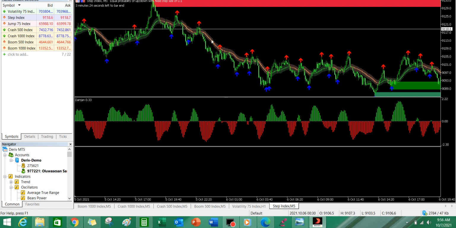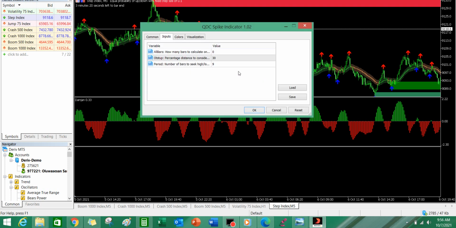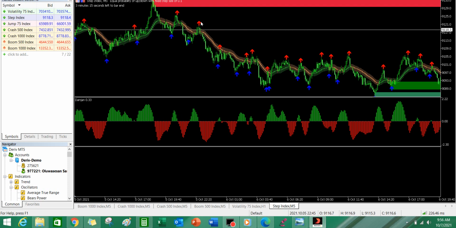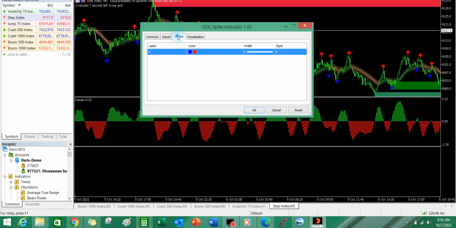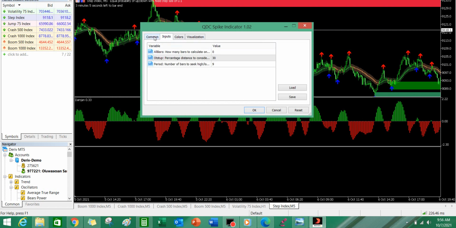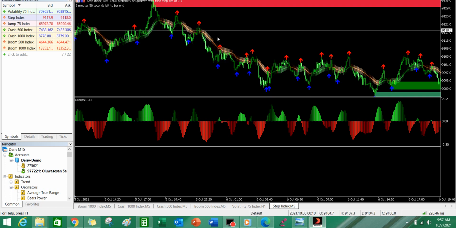In case you are not seeing the arrows very well, let me increase the size so that you get to see it properly. Okay, so that is how it works, guys. I hope you all can see it right now. Let's go straight into what we were doing before.